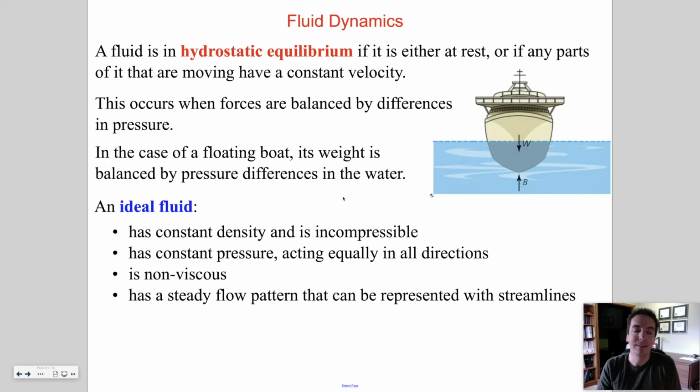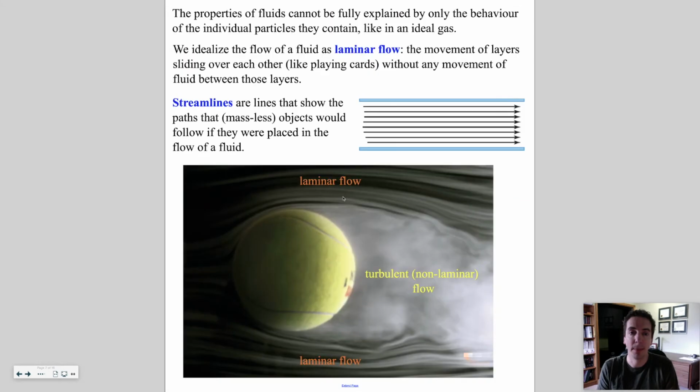And has a steady flow pattern that can be represented with streamlines. We'll talk about that right now. Okay, so streamlines right here. Streamlines are lines that show the paths that objects would follow if they were placed in the fluid. So here you've got streamlines just of a fluid flowing down a pipe, for example.